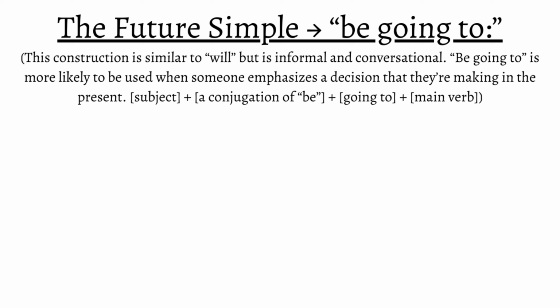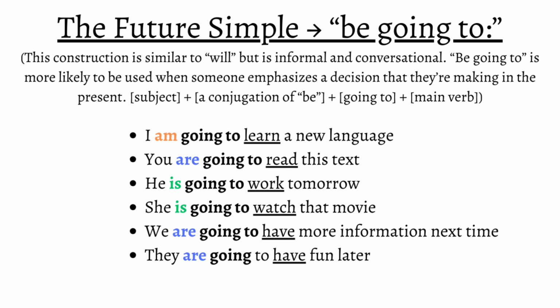The pattern is also similar. A conjugation of be that will fit the subject, going to, and then the main verb. To make learning simple, let's reuse some of the previous examples. I am going to learn a new language. You are going to read this text.